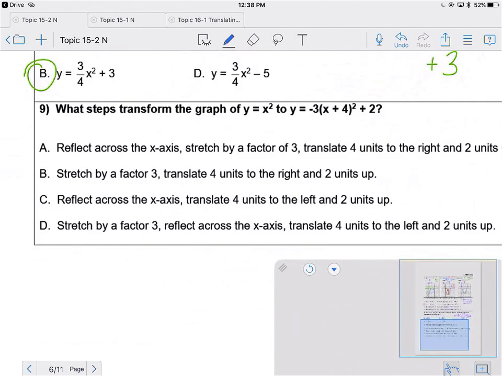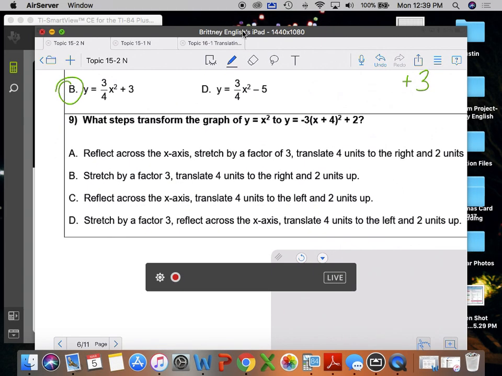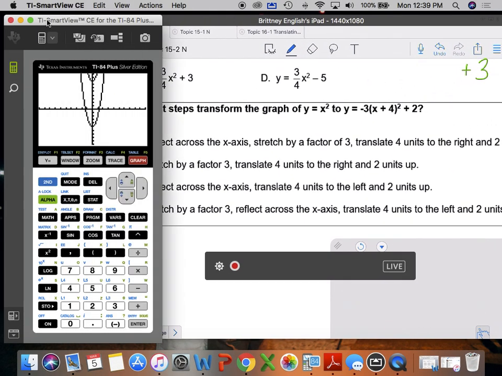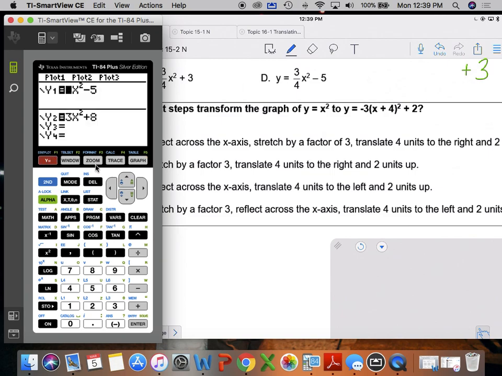Problem 9 asks what steps transformed the graph of y equals x squared to y equals -3 parentheses x plus 4 squared plus 2. So if you're looking at this and you're like, oh my gosh, I've totally brain farted everything, especially on a test, here's how you can solve it real quick. X squared, they want to know how did it change from that to this. And if you notice, I'm putting exactly what I see in y1. In y1 I had how does this compare to this. So I'm putting this in first and this in second.